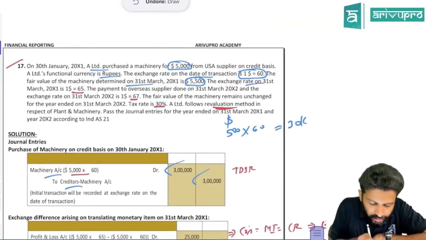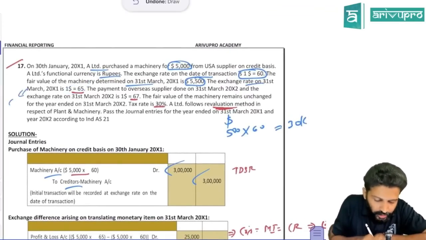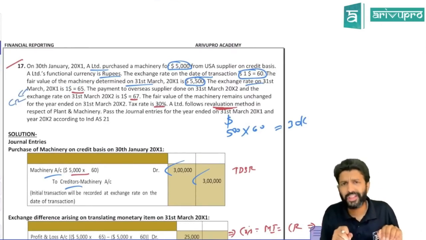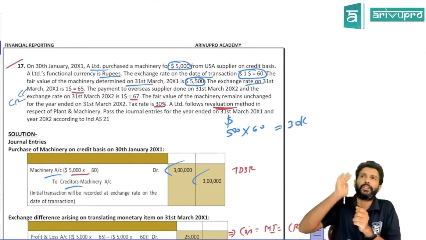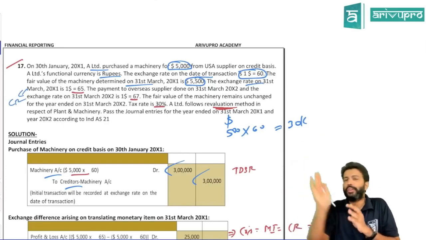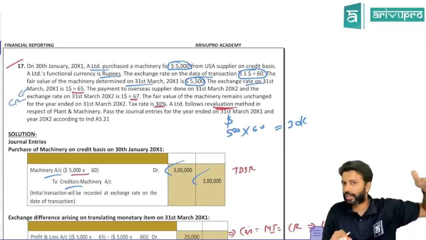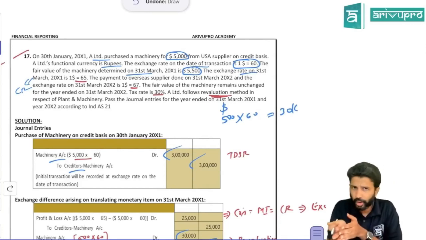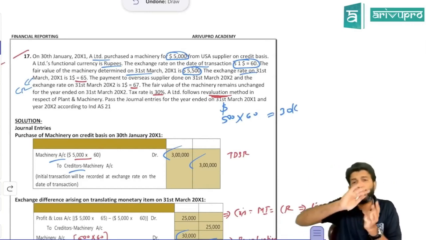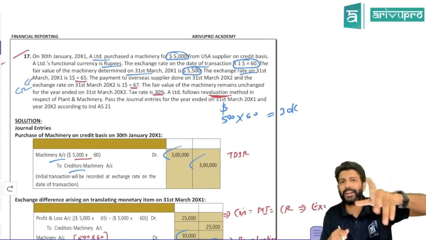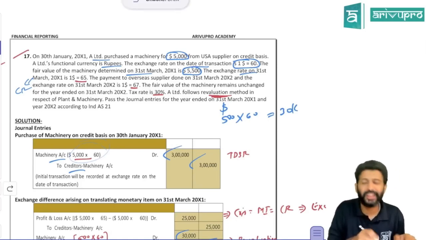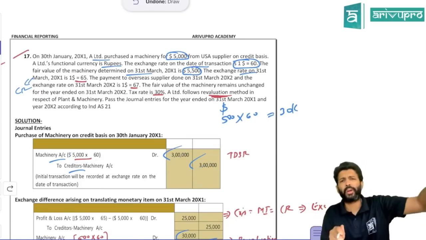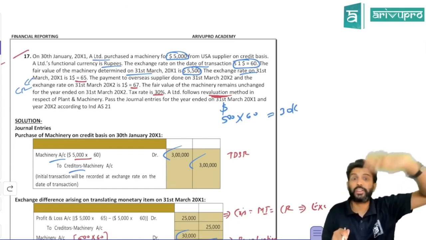Next, the exchange rate on 31st March. On 31st March, your closing rate was 65 rupees. If you're following the revaluation model, what does the standard say? If you have a non-monetary item, you check how you are valuing it. If you're valuing at cost model, then you've already converted the machinery using TDSR. You've already brought it into Indian rupees. So if you're following cost model, then remeasurement of this particular foreign currency asset is not necessary. You already converted it; go on booking depreciation and show it in the balance sheet. That is for cost model.